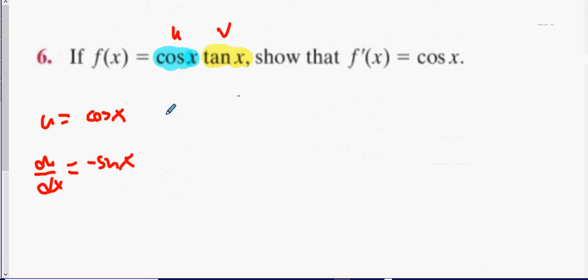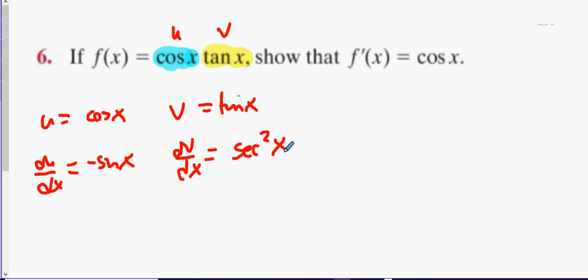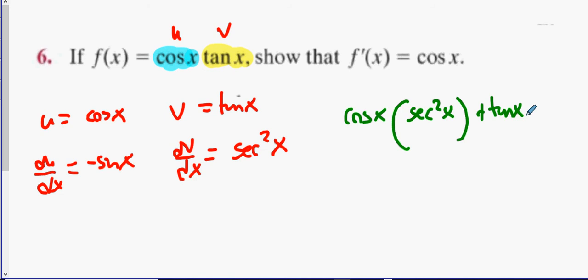And then I go for v, which is tan x. Once again I check my tables and I see what tan x turns into. It turns into secant squared x. Is that cool, you guys? Now I do the product rule. u times the v dx, so cos x times secant squared x, plus v times the u dx, which is tan x times, anybody? Tan x times minus sin x, is it?